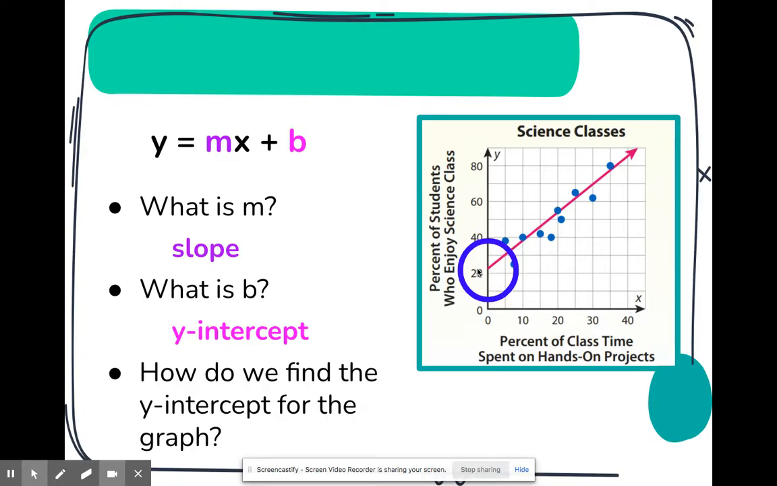Where is it crossing? The y-intercept with scatter plots is usually a prediction, unless it's clearly hitting a specific number. Otherwise, we're usually making an educated guess for the y-intercept. So I'm saying maybe about 23, maybe 22. Both would be an okay answer.